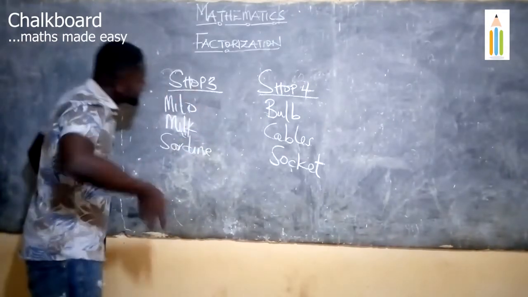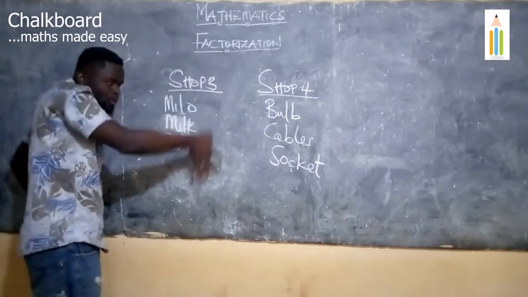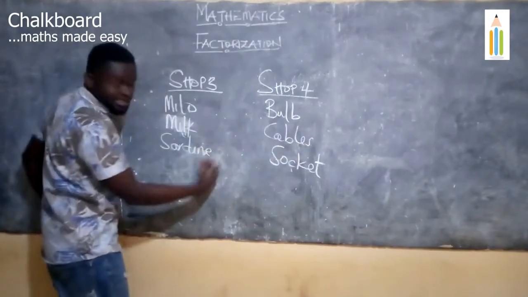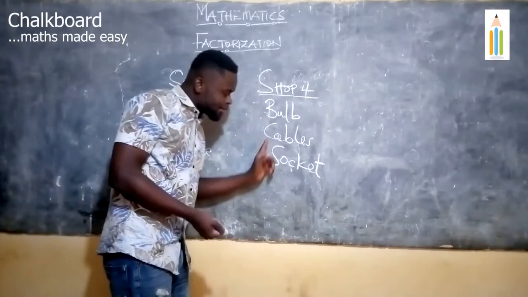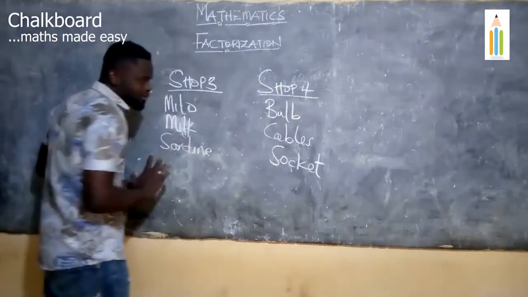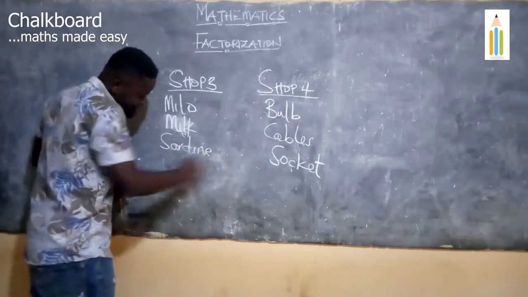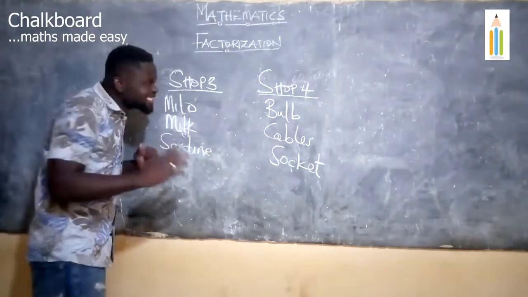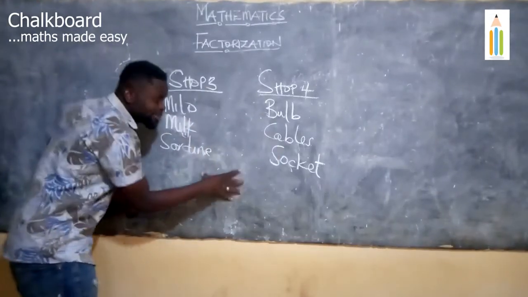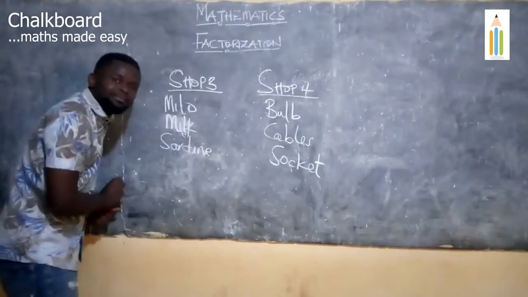Let me take it again. We don't have anything that is common in this shop and this shop. Because this is Milo, milk, and sardine. And this is bulb, cables, and what? Sockets. So we can't have anything that are common aside the start of the name. And we can't use that unless we have an item that belongs to this side. So with this one, we can't bring any item out.